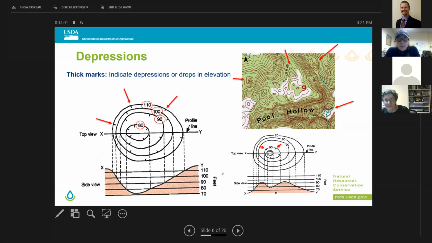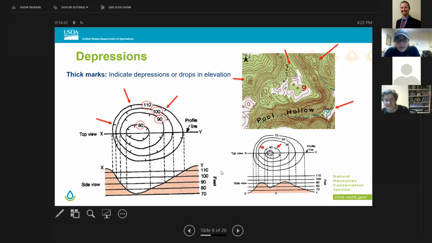All right, so again here we have the topo map with the brown contour lines. And Geraldine put in a couple arrows. And it looks like she wants us to look at these thick marks that indicate depressions or drops in elevation, which are pretty cool. So if you're taking a top view, you can see where it would go from 110 to 100 to 90 to 80 foot elevation. So there's a top view and then a side view of what you would be looking at.